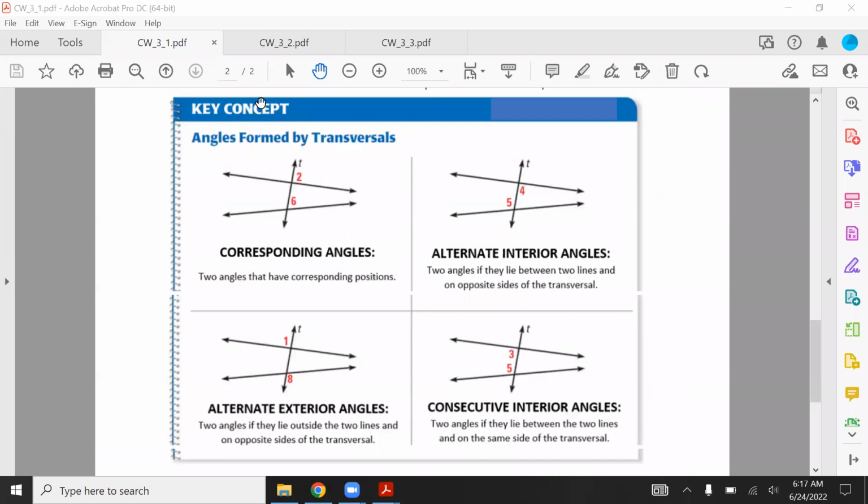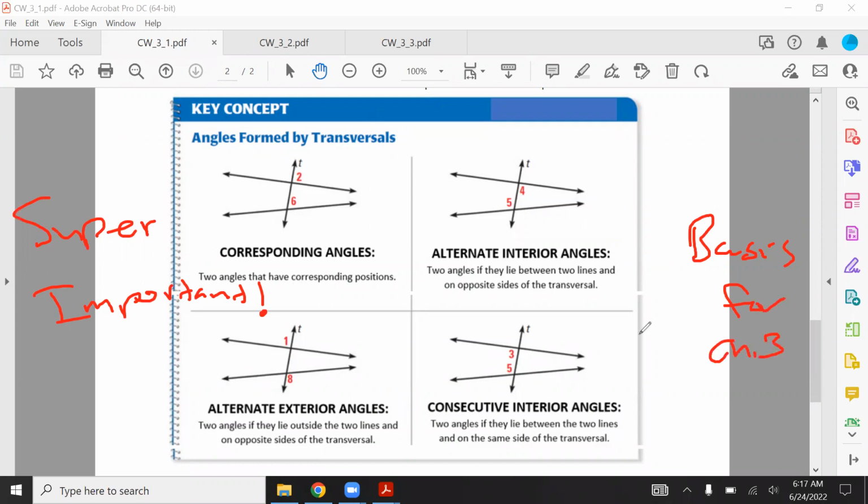This is very, very important. Super, super important. This will be the basis for chapter 3. We're going to refer to these terms a lot today and next Monday. Corresponding angles are angles that look like this.